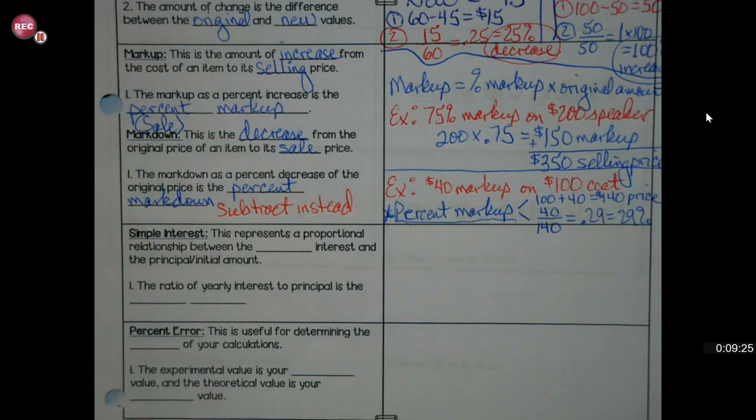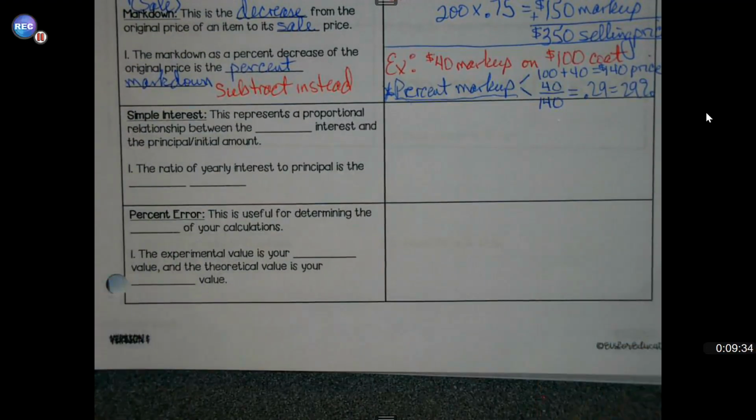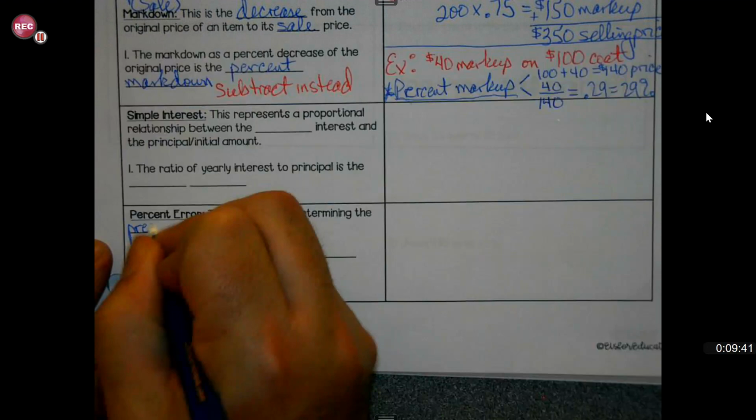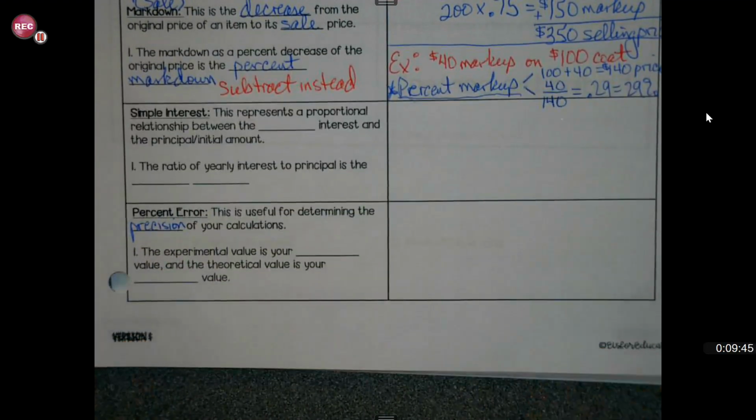Simple interest we have chatted about before. I'm going to leave that be, because I want to make sure we get to the percentage of error so we can make sure we've got this down. So this is useful for determining the precision or the accuracy of our calculations. And basically, we're going to do the same thing, and I'm just going to write it this way too.